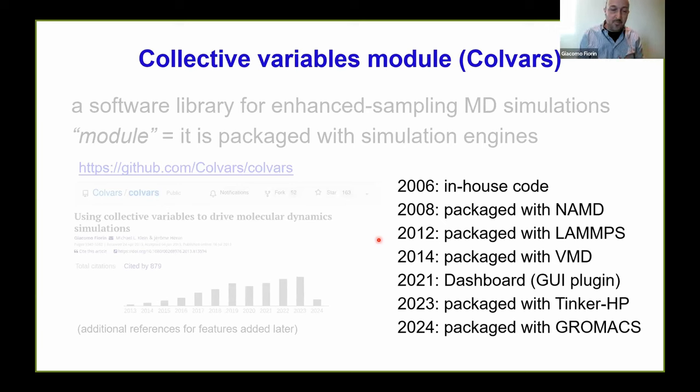It started off as a patched version of NAMD and GROMACS, like many other codes of this kind do. And then we started writing it in a way that was suitable for packaging with these mainstream applications that people use. We started first with NAMD, followed by LAMMPS and VMD. Then Jerome primarily wrote a graphical user interface to use Colvars inside VMD and an interface with TinkerHP. And lastly, we're talking to you today about the interface with GROMACS and trying to describe what kind of features that provides to you.